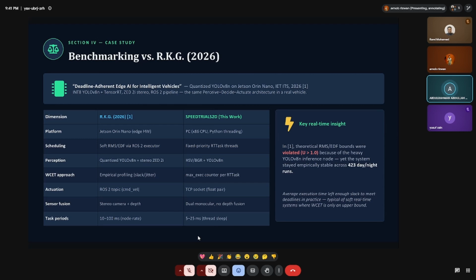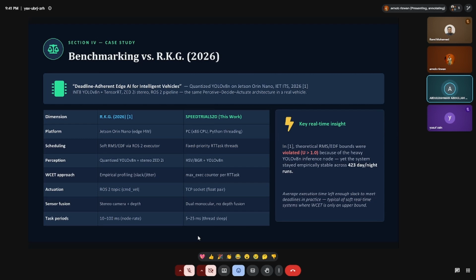So you can see the table compares many things. They used a strong AI model called YOLOv8 with a stereo camera. We used similar color detection with HSV. Their task time is 10 to 100 milliseconds. Ours is faster, 5 to 25 milliseconds.